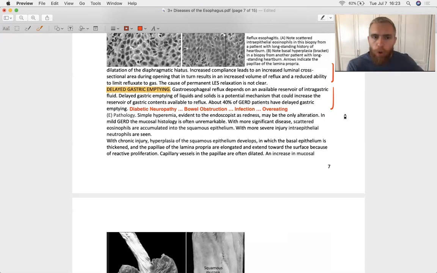Now that's normal. What about pathologic delayed gastric emptying? Well, if you eat a whole lot of food, and I'm talking thousands of calories at once, your stomach is just not going to be able to empty itself in 30 minutes to an hour. It's going to take a little bit longer.